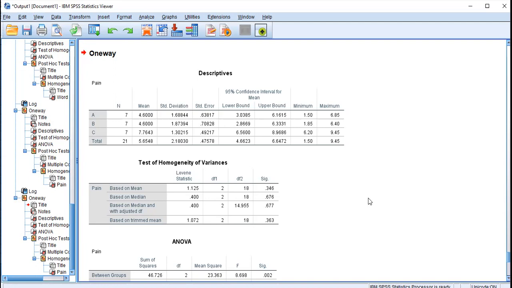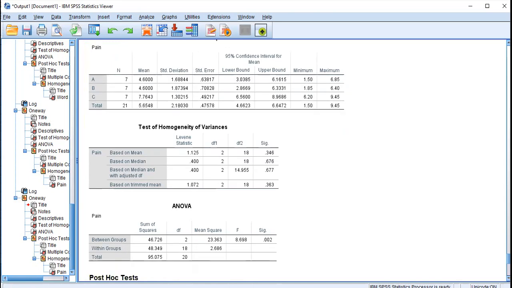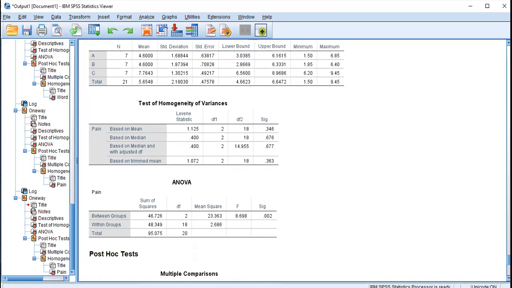Coming to part D, here we have to talk about the effect size. Sorry, we have to talk about whether we are accepting the answer of ANOVA, or what answer we are getting.